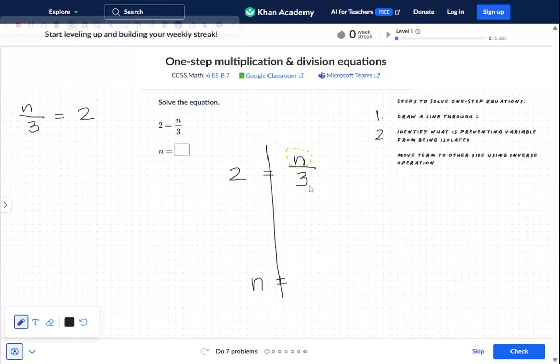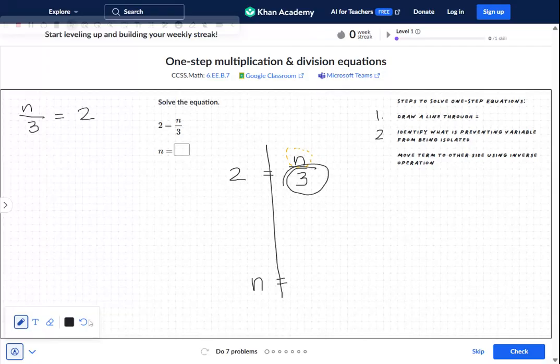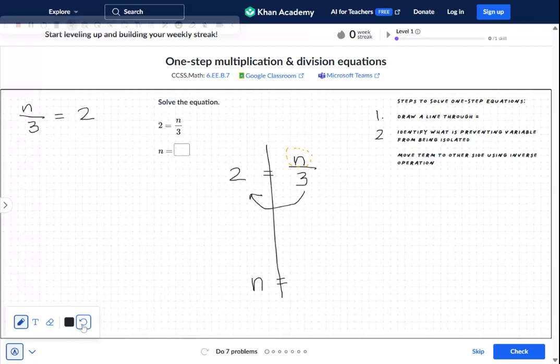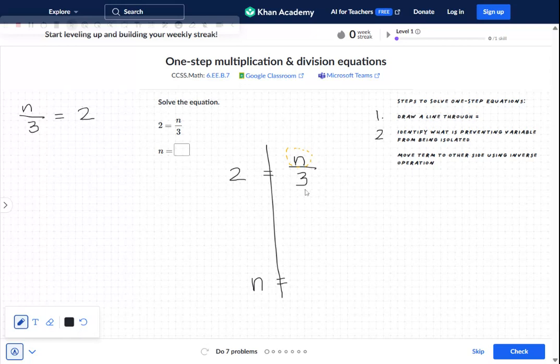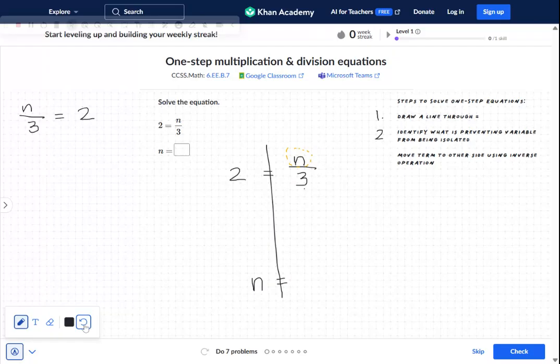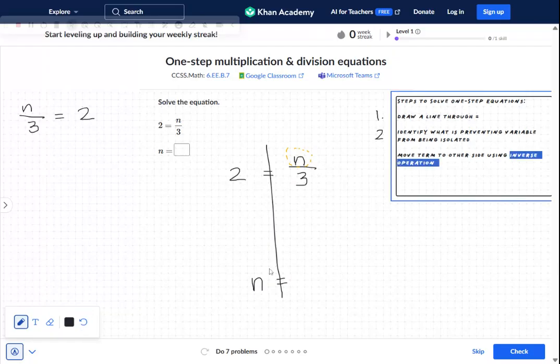Now looking at this problem, we're asking ourselves, is n already by itself? And looking at it, no, we've got this 3 here. We're like, excuse me, you're not supposed to be here. We got to kick you out. We got to move to the other side. And we're thinking, how can we move this 3? We got to get rid of it. We want to move it to the other side. So remember, this is where our inverse operations come into play.